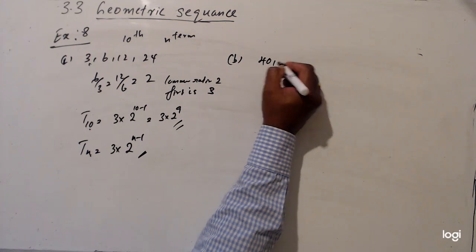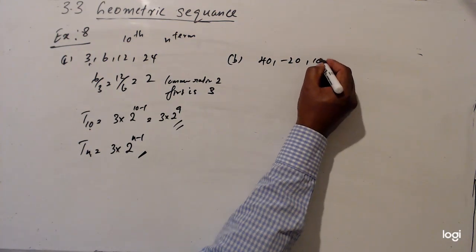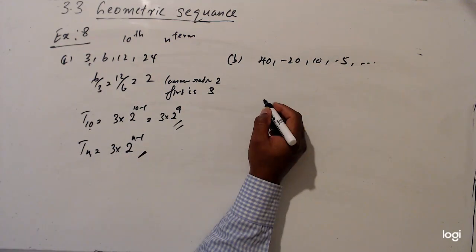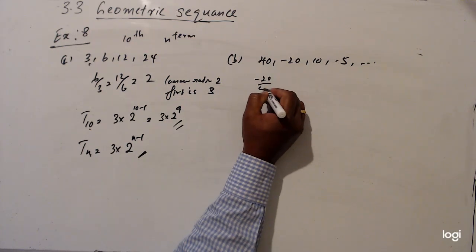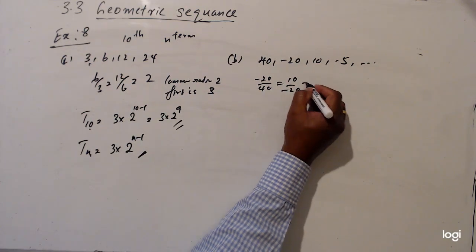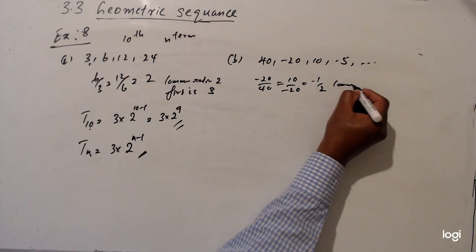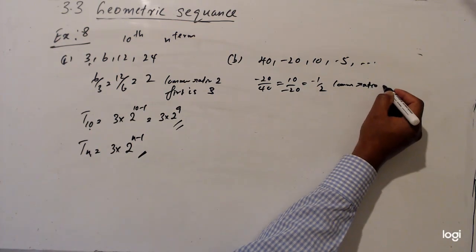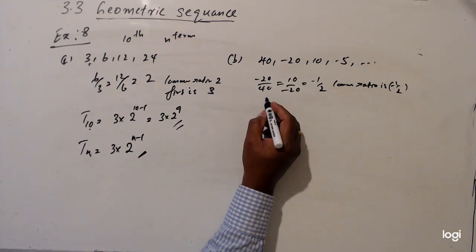40, minus 20, 10 and minus 5, and so on. We'll find the common ratio. The common ratio is minus 20 divided by 40, which equals 10 divided by minus 20, which equals minus half. So the common ratio is minus half.